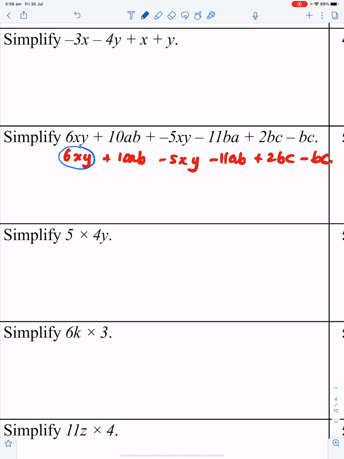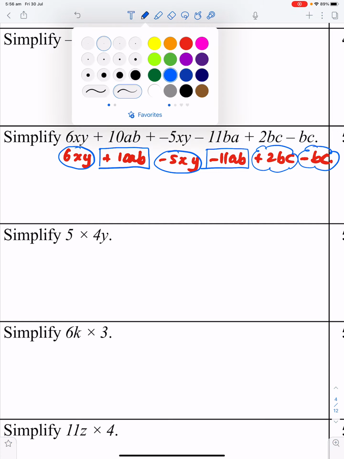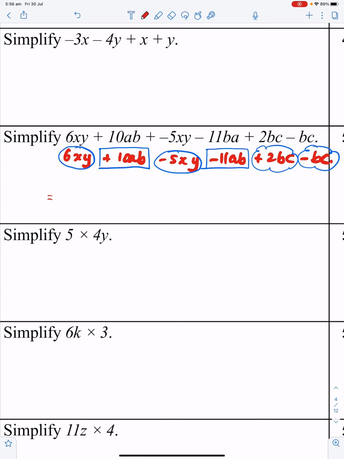So you got 6xy minus 5xy, and you're going to collect those two. You got the 10ab minus 11ab, you're going to collect those two. And then you've got the 2bc minus bc, you're going to collect those two. So let's have a look first. 6xy take away 5xy is simply xy. Now stop. 10ab minus 11ab is minus ab, and you stop. And 2bc minus bc is simply 1bc, or just bc, and you stop. And that is now complete.